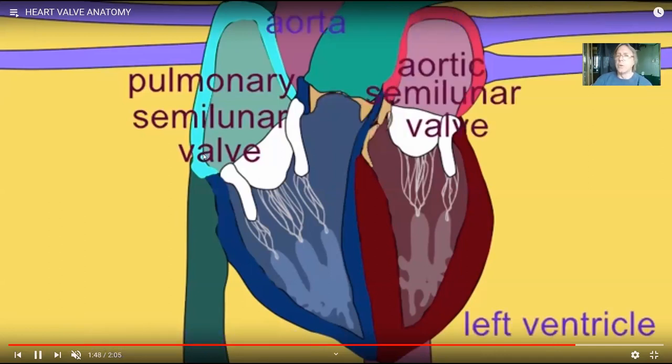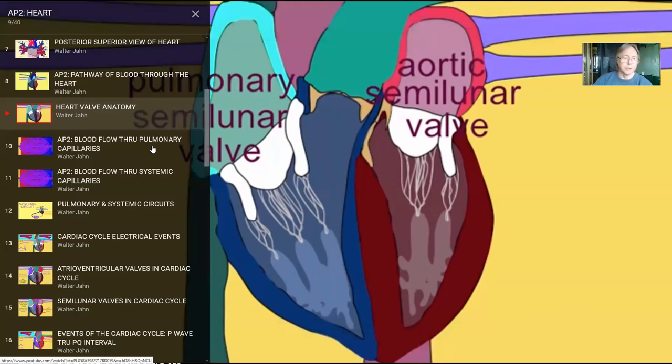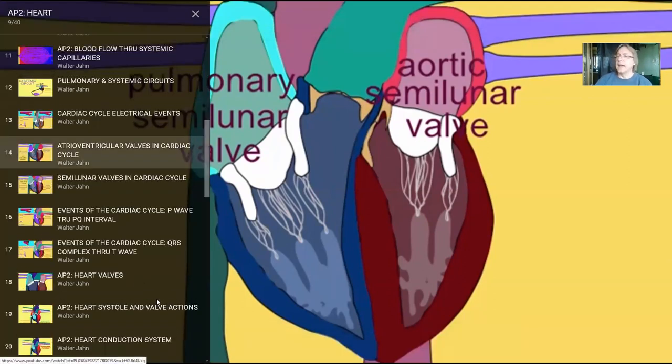These valves open when blood is trying to go the right way from the ventricle into the vessel, but they close when blood is trying to go the wrong way from the vessel back into the ventricle. Now, what I'm about to say may not make 100% sense yet, but we'll go through it again with the cardiac cycle in the next video. Just some basic principles here.